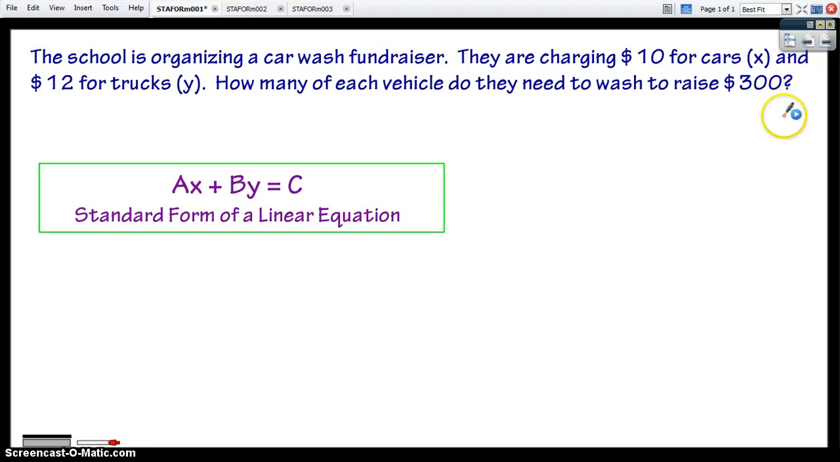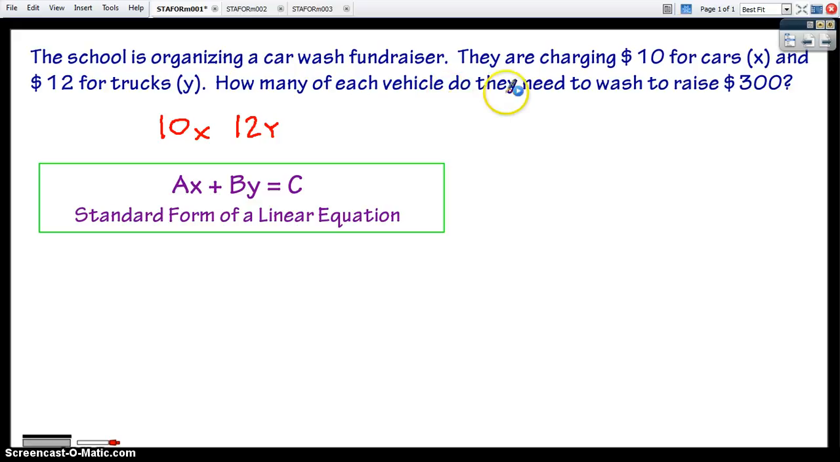Alright, so let's translate that word problem into an equation. Think about what that would look like. If it's $10 for cars, then we want to do $10 times however many cars we washed, in this case X, because we don't know it at this point. And $12 for trucks. We would do something similar for the trucks: 12 times Y, $12 for each truck we wash.